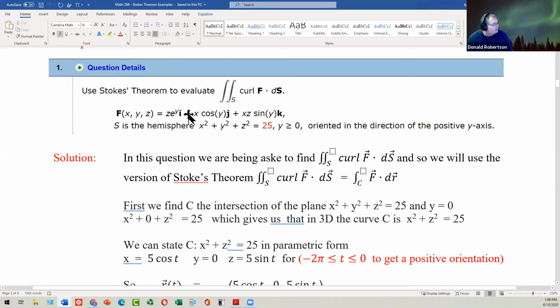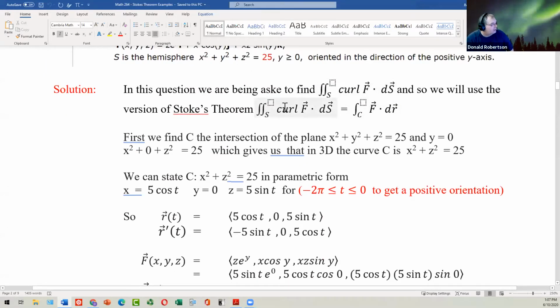Now F is given as this ugly function, and the surface S is a hemisphere, right? So half a sphere. There's the sphere's equation, and y is greater than or equal to 0. If you can visualize that in 3D, it's not the top half of a sphere, it's like the right-hand side of a sphere. Imagine the sphere being cut vertically, and you're only looking at the surface on the right-hand side. So that's a little bit different orientation.